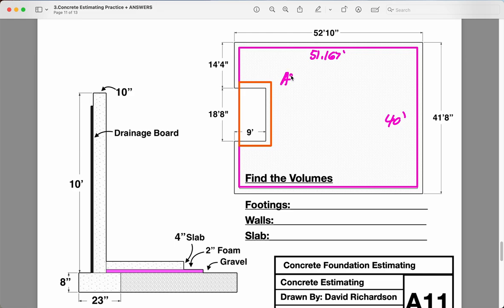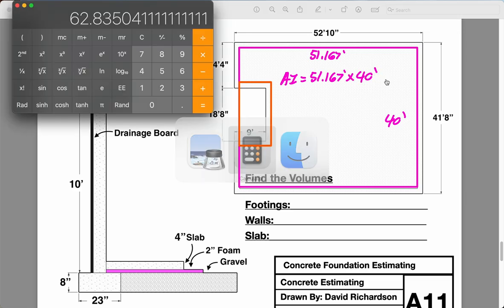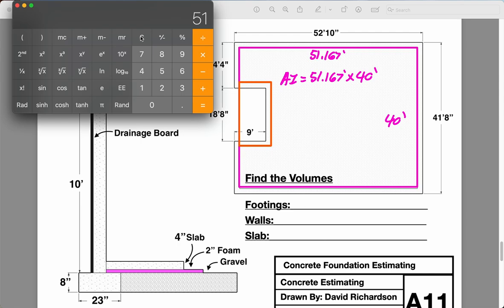Okay, so area 1 is equal to 51.167 times 40. Okay, let's bring that calculator back. 51.167 times 40. Okay, so we have an area of 2,046.68 feet squared. All right, now for our area 2, we know it's 9 feet, right? Outside to outside, it's the same as inside to inside. So it's 9 feet wide. It's just a matter of how long it is.